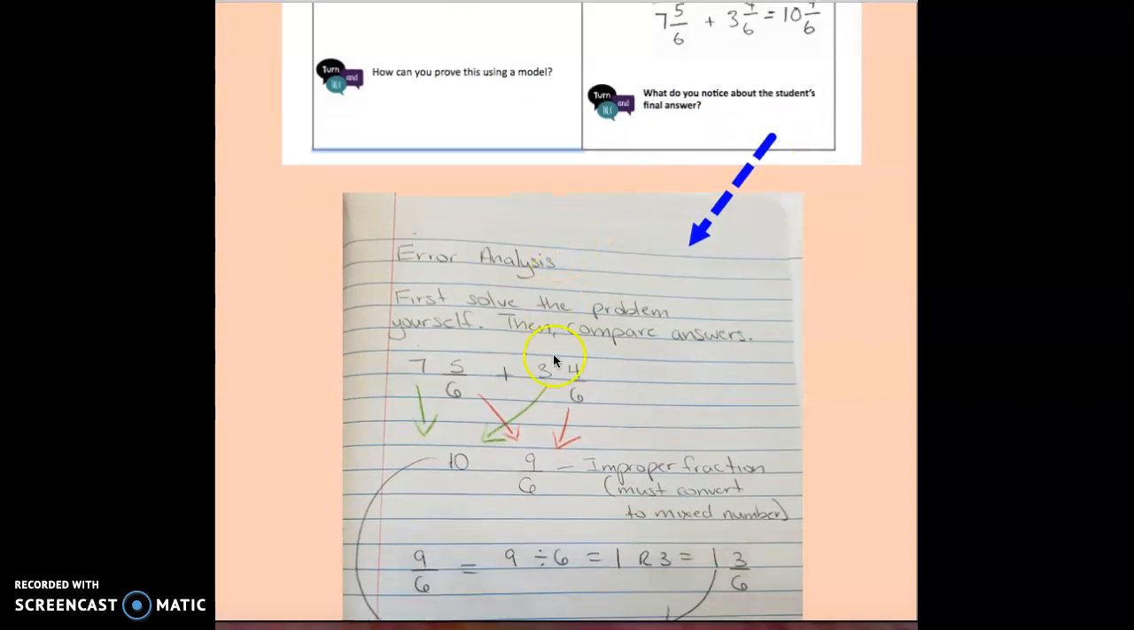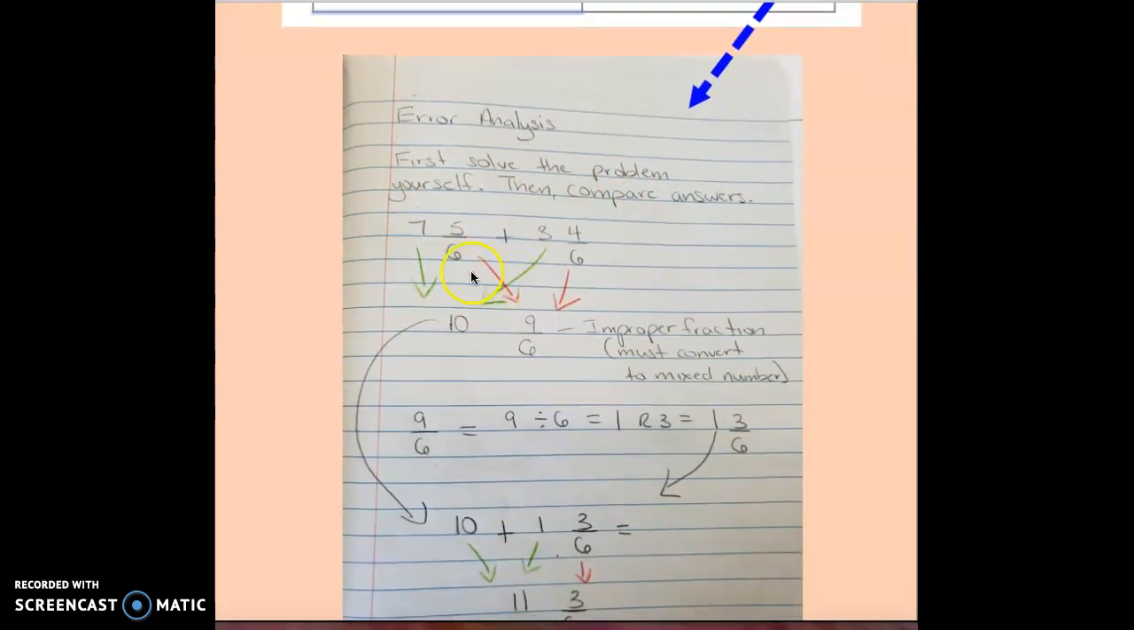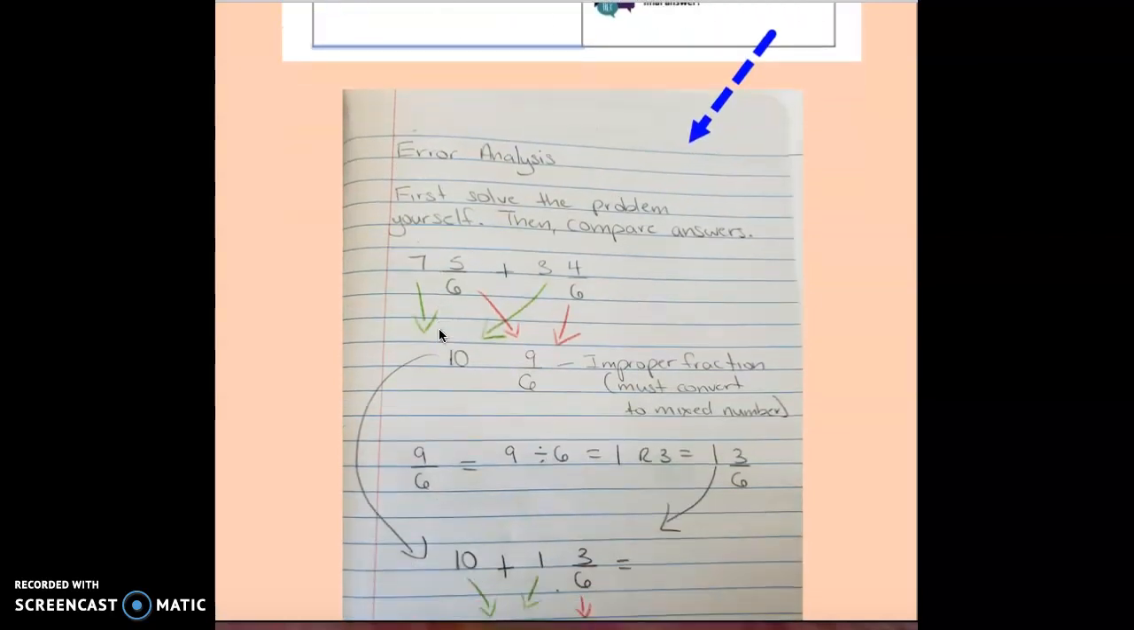So the first thing we're going to do is solve the problem, then we compare the answers. So I went through and I solved the expression, and I first added the whole numbers, 7 and 3, which gave me 10, and then I added the fractions, always remembering that if it's a common denominator, I keep the denominator the same, and then I add the numerators. So I have a mixed number of 10 and 9/6. So I'm seeing that I have the same exact answer as the student. So what did the student do wrong?